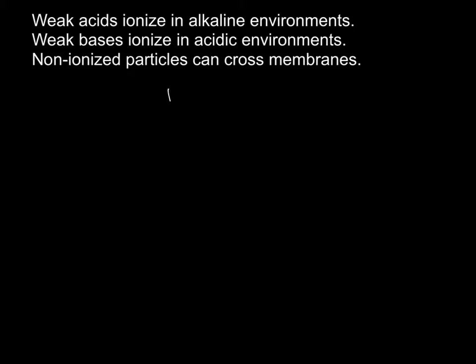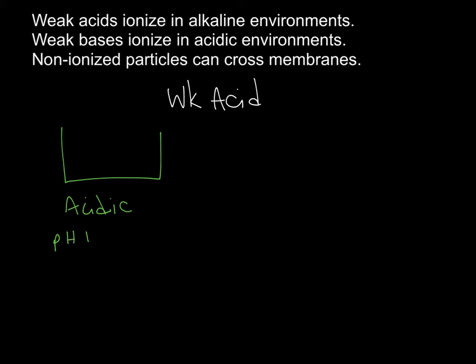So if we take our first example, which is a weak acid, what we know is that if we put this weak acid into an acidic environment where the pH is low, let's just say pH of 1 to represent a low pH, then it's going to be predominantly in the non-ionized state. So the proportion of non-ionized particles will greatly outnumber the ionized particles.